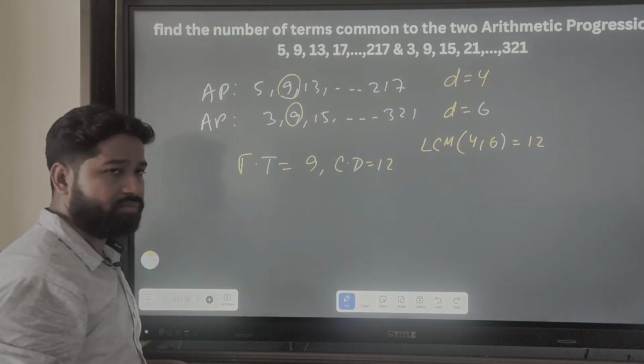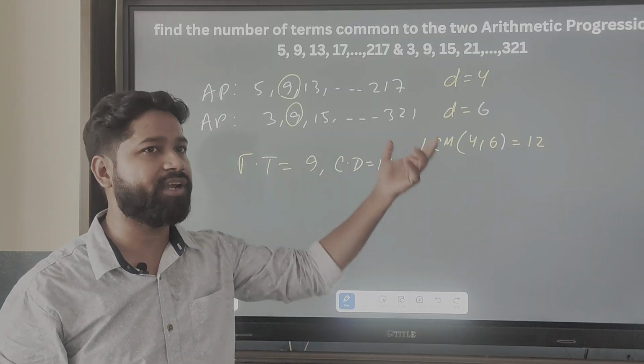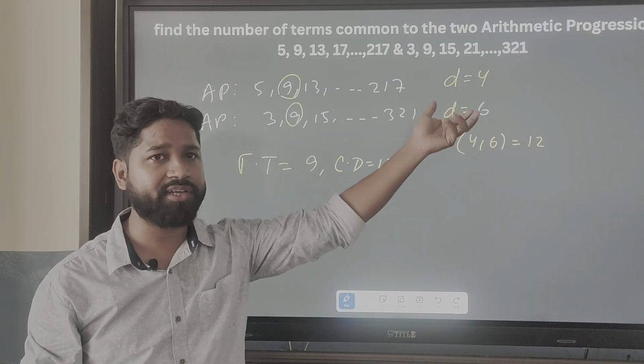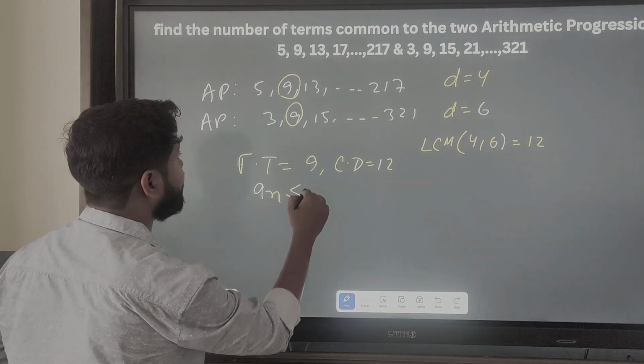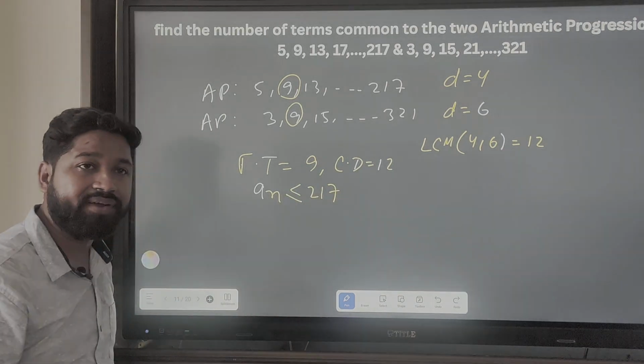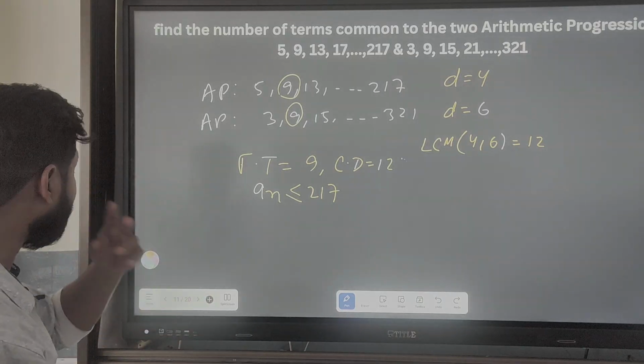Again the same thing. The common term cannot exceed 217, right? If it is more than 217, it cannot be common, right? The first AP is going till 217 only. So we'll say, sir, our nth term will be less than or equal to 217, and we can solve it easily. Perfect. Now we'll go for this question.